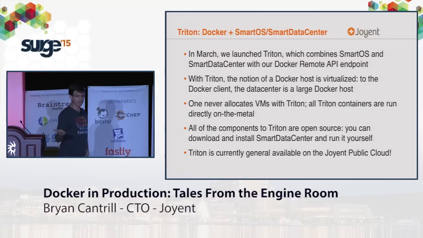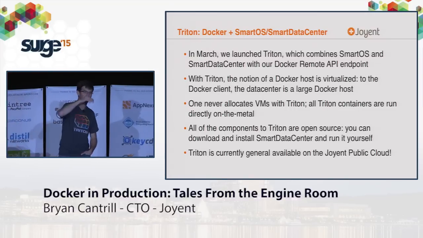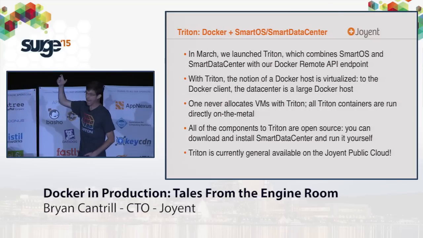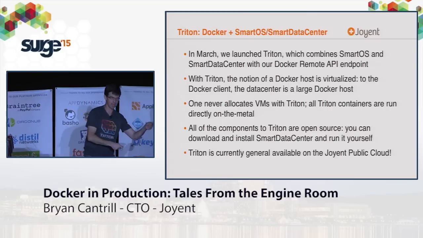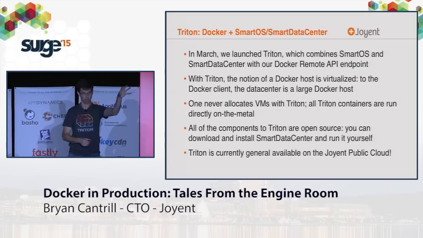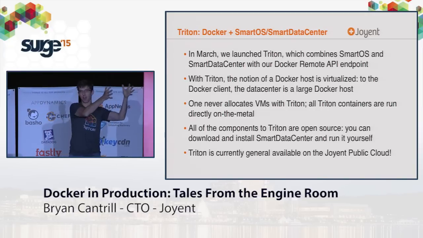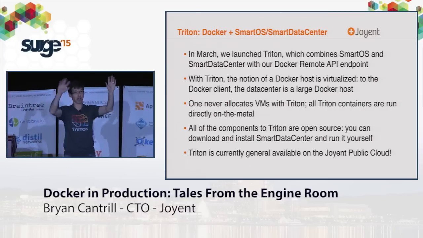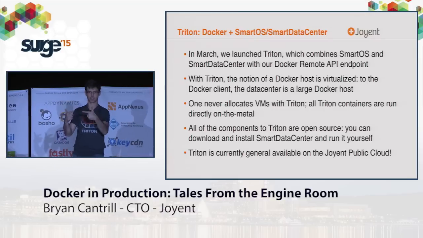So Triton is what we launched earlier in the year. Triton, again, all open source, combines SmartOS and Smart Data Center and this Docker remote API endpoint. And the key is that with Docker traditionally, you run a Docker host, which is a VM, angering God, running a Docker engine. And if you want to run more containers than fit on a VM, you have to run many VMs. It's like, oh, don't worry, we can orchestrate that. It's like, no, I am worried, because you've got this extra layer of abstraction.